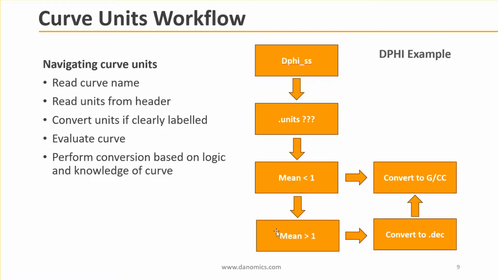Is the average here greater than 1? If the average is greater than 1, then we know it's in percent, so we'll convert that to decimal, and then we'll convert that to grams per cc. So there are some techniques here you can use to infer what the units are without actually having those reported. And even if the units are reported, this provides a good second check to allow you to get to the correct end point.